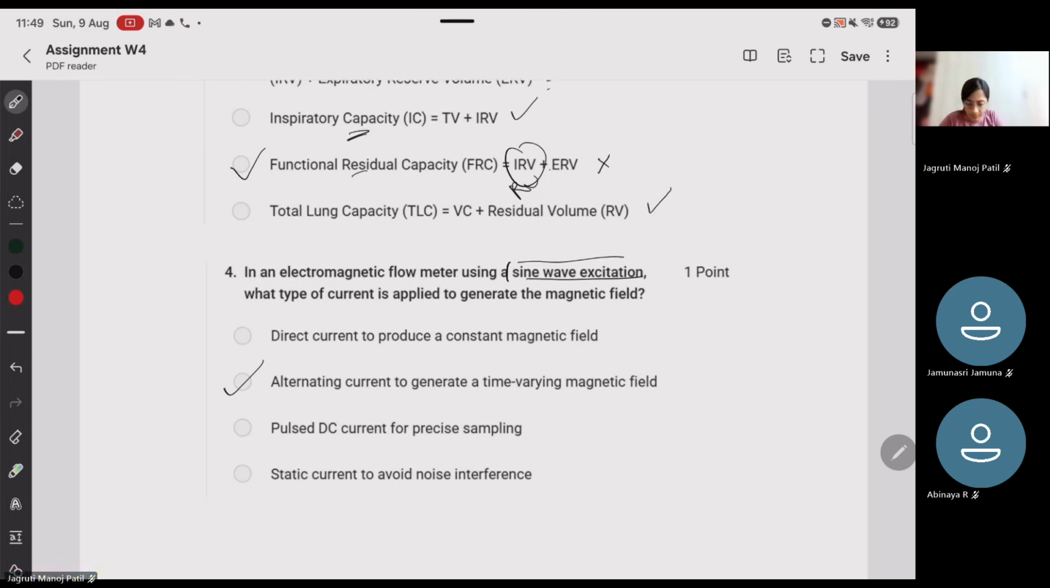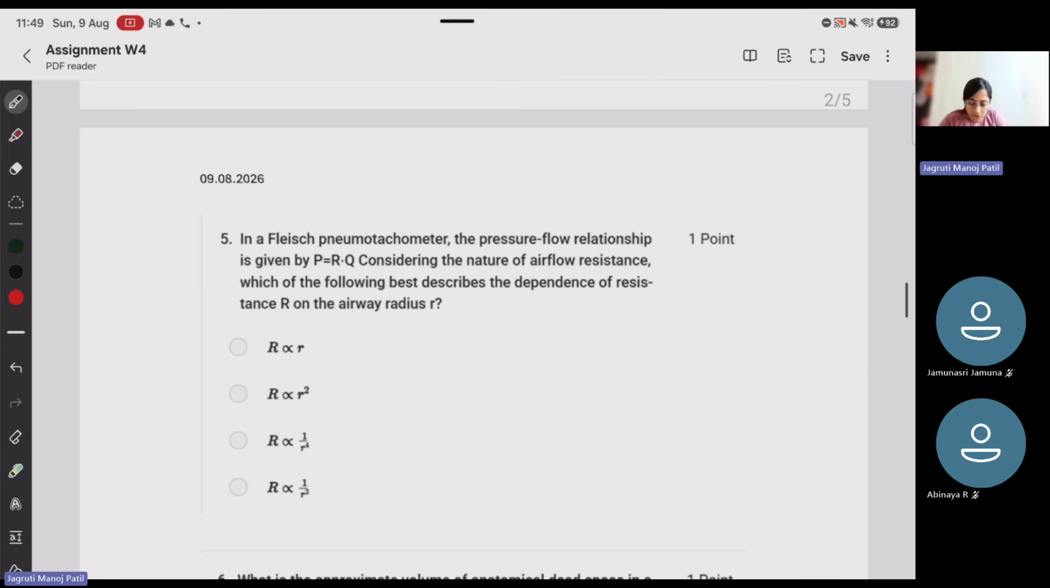Okay. Then in a Fleisch pneumotachometer, we didn't really go into depth on what the pneumotachometer is. But let's see if we can work it out directly from the question. The pressure flow relationship is given by this. So you have P equals R times flow rate. Considering the nature of airflow resistance, which of the following best describes the dependence of the resistance? So here on the side you have resistance, and here you have airway radius.